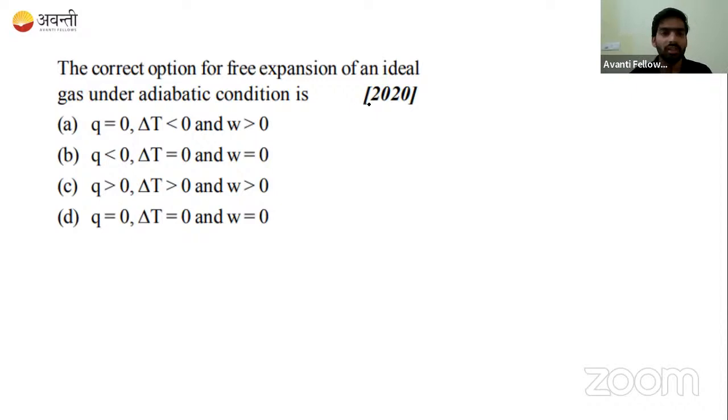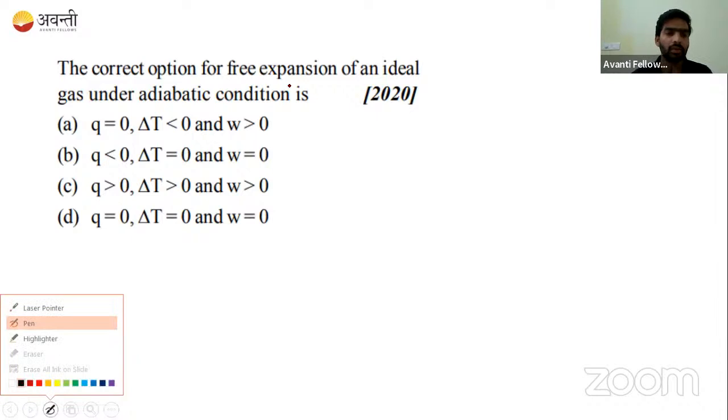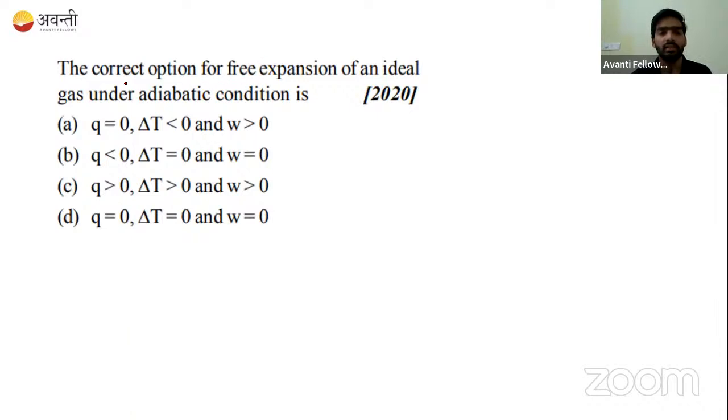So what does the question say here? First of all, it is telling the correct option, because sometimes it mentions the incorrect option, so you have to be alert about this. And then it is telling about the free expansion of an ideal gas under what?